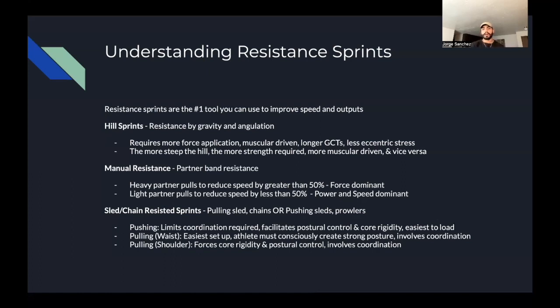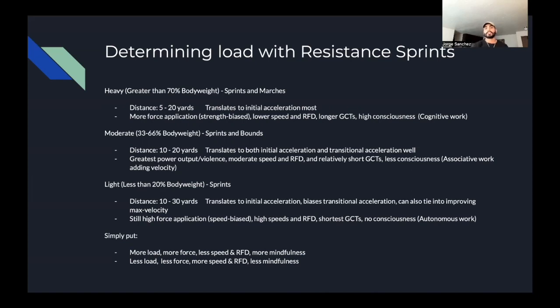Now, with sled or chain resisted sprints, we can load this with however much weight we want. And you can determine the loading by your reduction in time, your reduction in speed. But for simplicity's sake, in this video, we're going to discuss loading based off of body weight, and we'll discuss loading by speed in another video. But let's talk about how to determine load with resisted sprints. Now, we can load them heavy, moderately, or light.